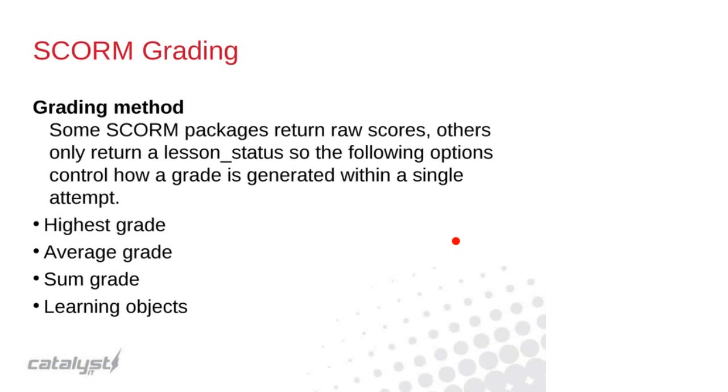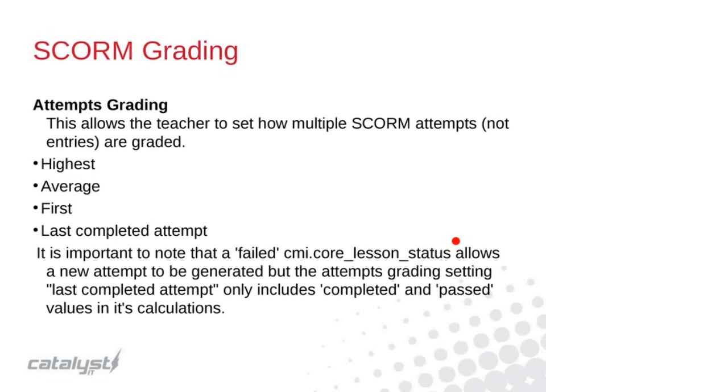And learning objects is for when your package doesn't return a grade at all, it doesn't return a score, it only returns completed and passed. So you might have 4 different objects inside your SCORM package that return completed or passed. And it basically allows you to grade that, so you end up with a mark of 4 if you have 4 learning objects and all 4 are completed, or a mark of 3. So depending on how your SCORM package is authored, it depends on which grading method you should use within that single attempt. So that's important. This is just for a single attempt. It's not for multiple attempts.